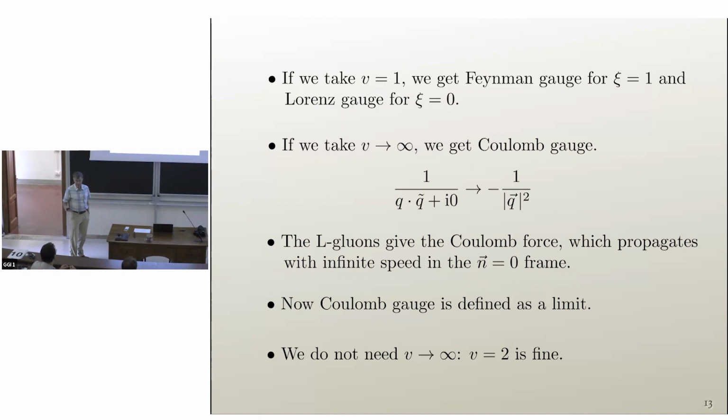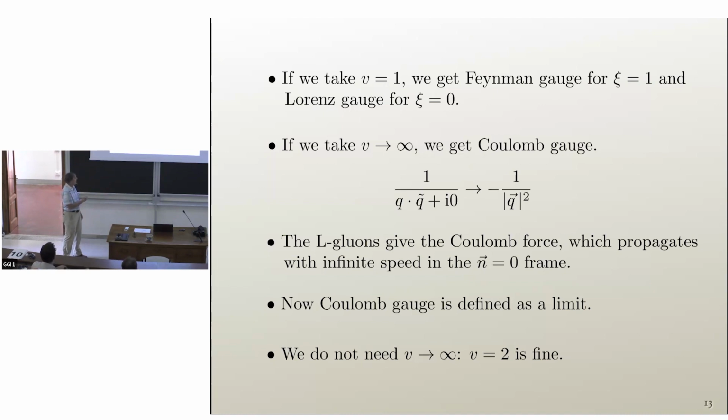And it propagates instantaneously. That always seemed a little strange when you've learned quantum electrodynamics from, say, Bjorken and Drell: whoa, you wiggle a charge over here and instantaneously over there, that charge feels it. And that's what happens. That's the nature of Coulomb gauge. Here, we don't have that.